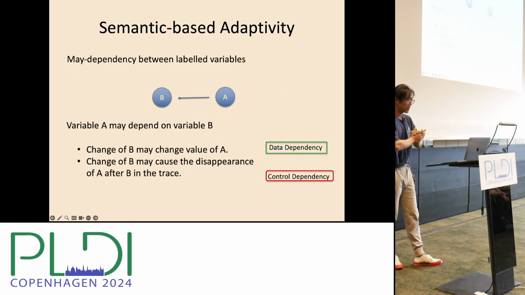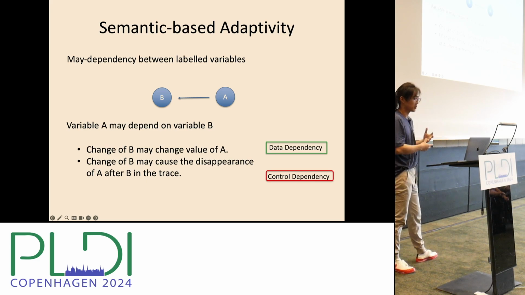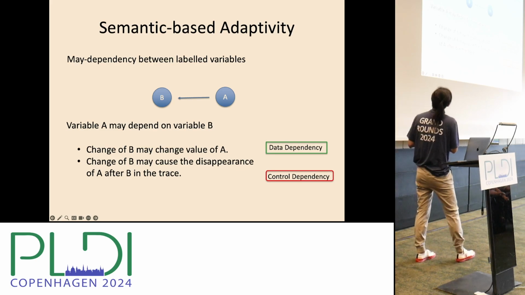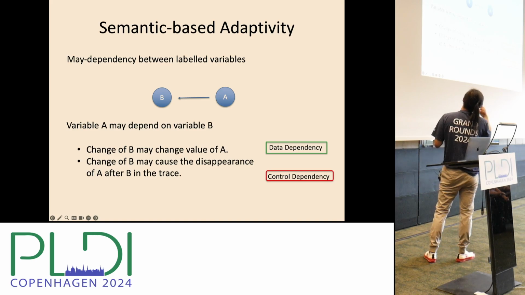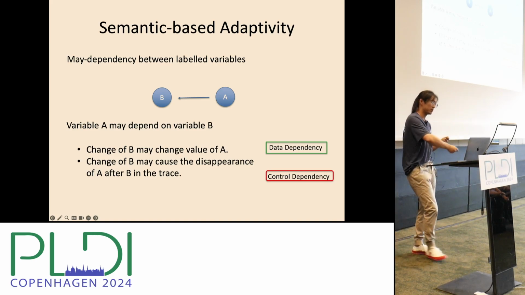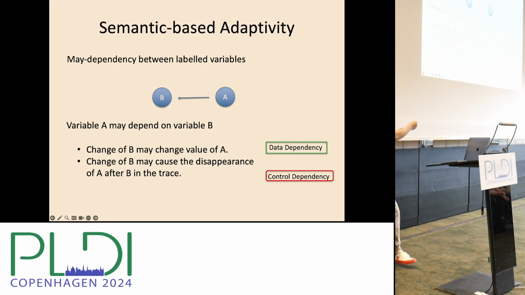Now, this main dependency between these labeled variables captures both data dependency and control dependency. So when we say one variable A may depend on variable B, it either means if we change the value of B, it may also change the value of A after B in the trace, or if we change the value of B, it may cause the disappearance of the A after B in the trace.